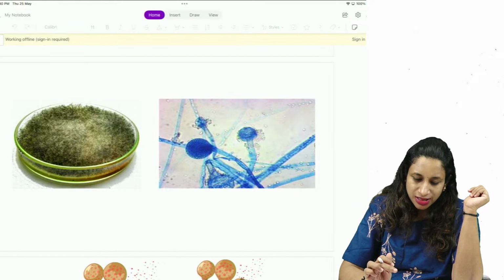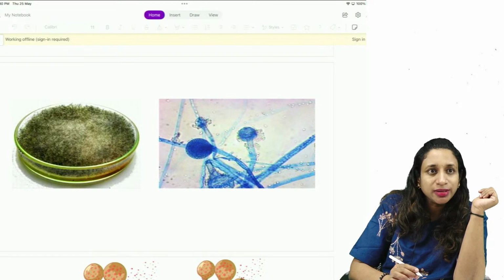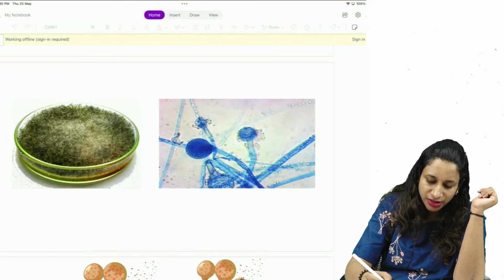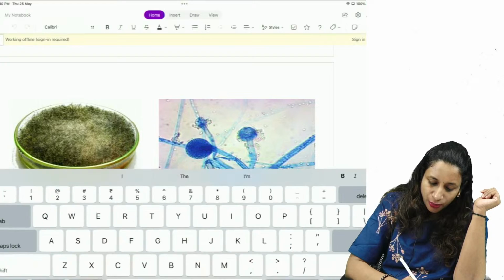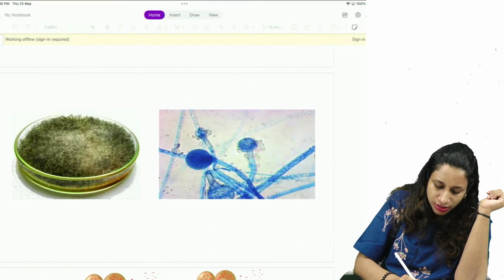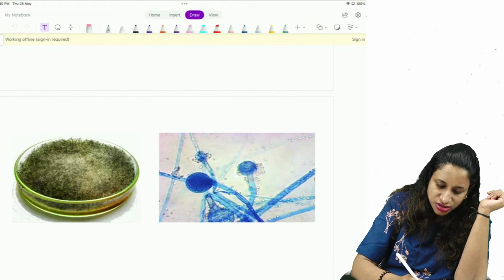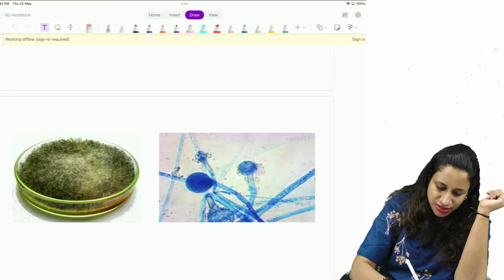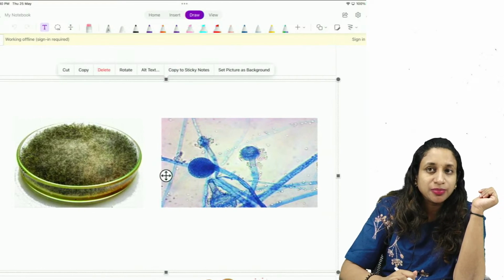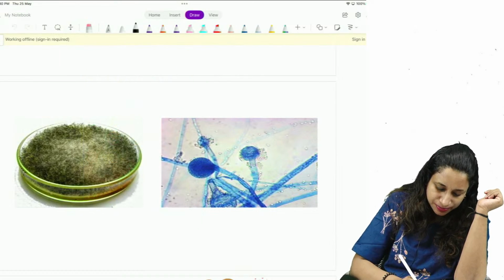Now what is the appearance that you tend to see here is what is called salt and pepper appearance. So salt and pepper appearance is what is considered very important when we are talking about Rhizopus. So this is something that you need to remember, which is called salt and pepper appearance, and salt and pepper appearance is what is related to Rhizopus.